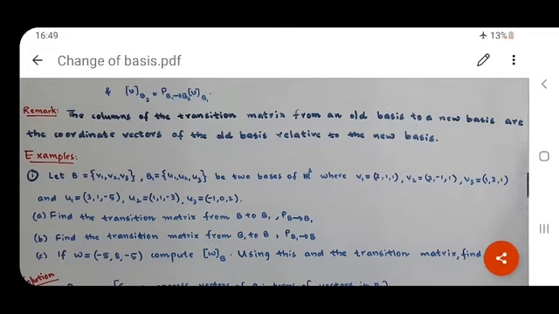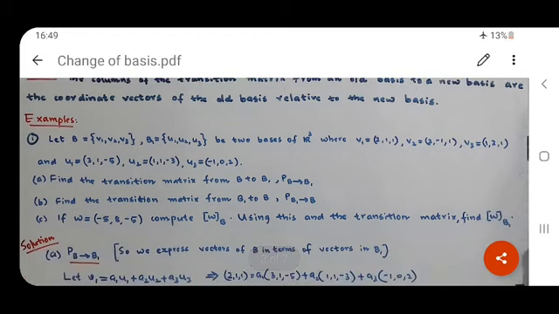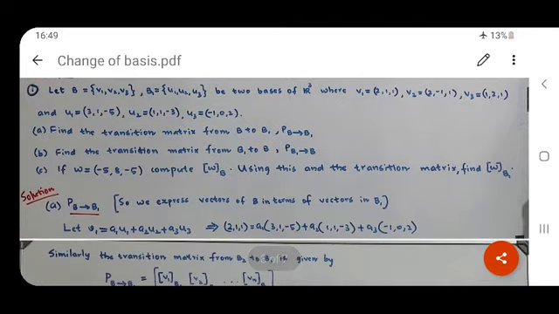Also, if w equal to (-5, 8, -5) is an element of R3, then compute its matrix relative to B. And using this and the transition matrix, find the matrix of w relative to B1. So you do not calculate the other way. This matrix can also be calculated by expressing w as a linear combination of the elements of B1, but that is not the way. We have to use the matrix of w relative to B and the transition matrix to compute the matrix of w relative to B1.